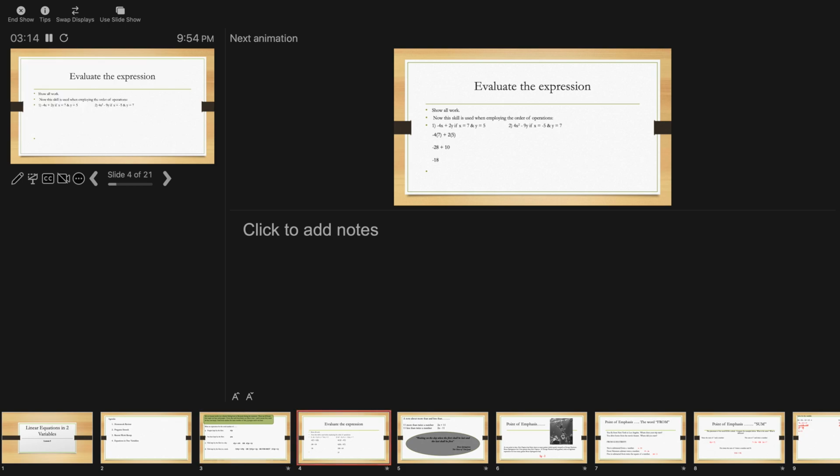All right. Let's evaluate these expressions. Go ahead. Stop and start. Okay, so negative 4 times 7 for x and 5 for y. Negative 4 times 7 is negative 28. 2 times 5 is 10. Negative 28 plus 10 is negative 18.